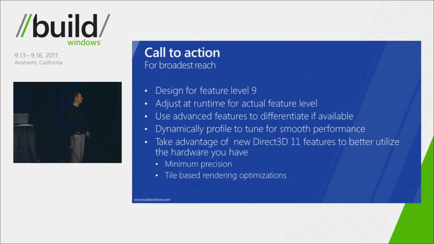So what do you need to do? Your call to action as developers. First of all, really design for 9. If you really want to hit the broadest reach, design for 9. Adjust the runtime based on the feature level that you find at runtime. Take advantage of the things that are there. So differentiate your application by taking advantage of the features that are there for higher feature levels, but don't depend on them if you really want the highest reach.